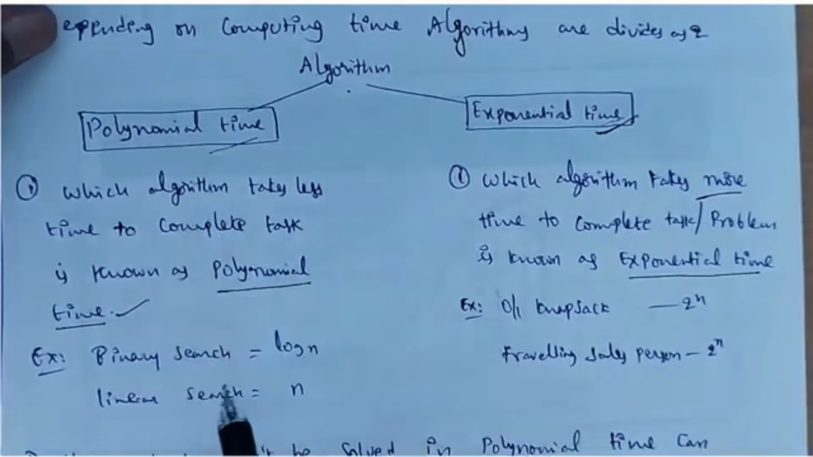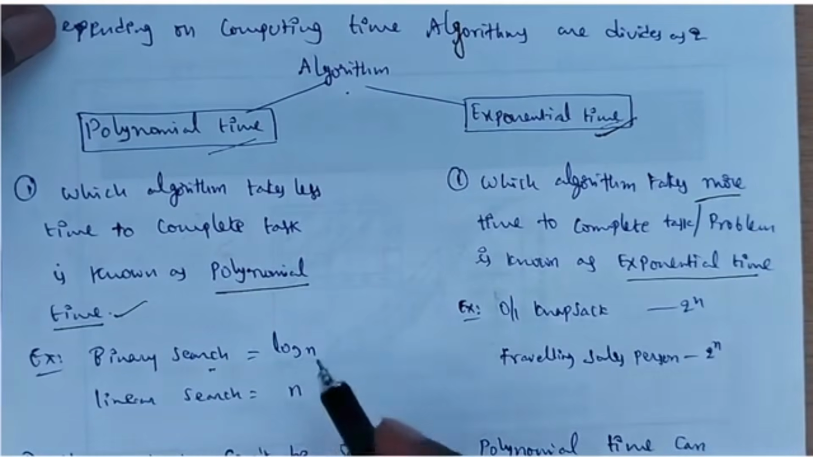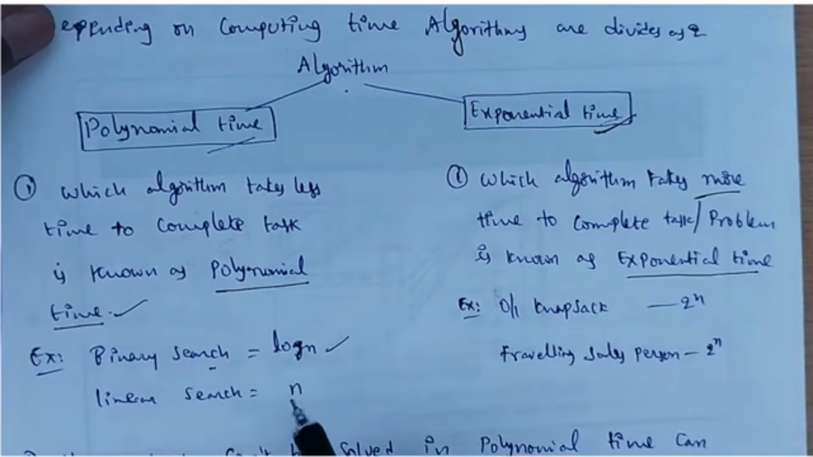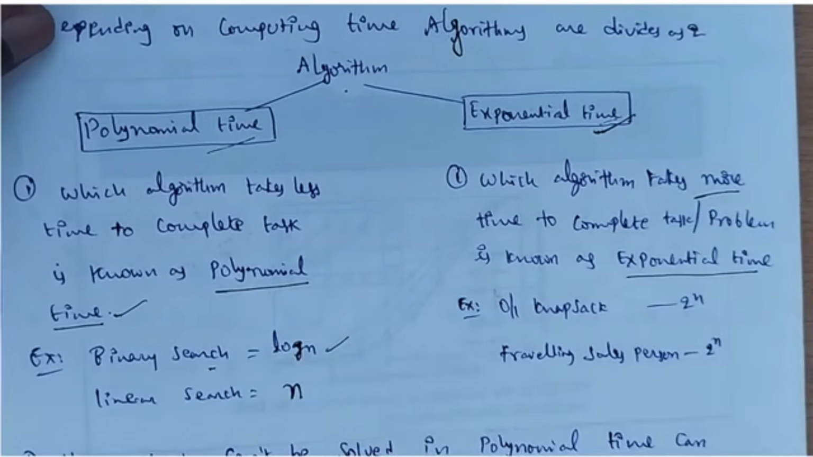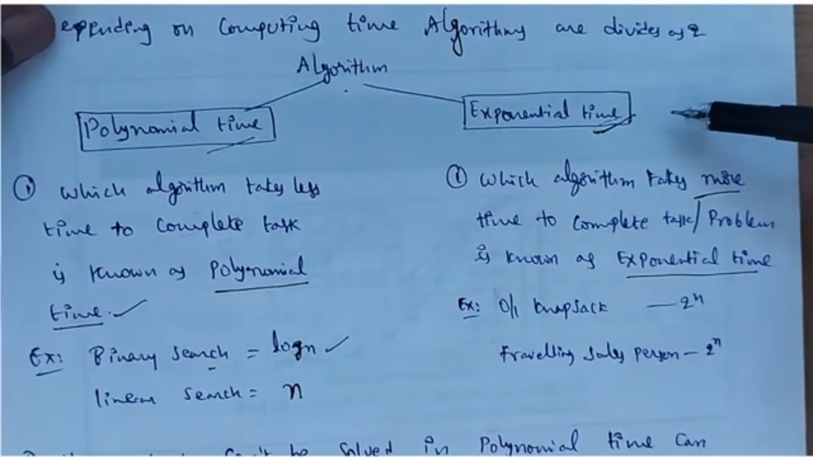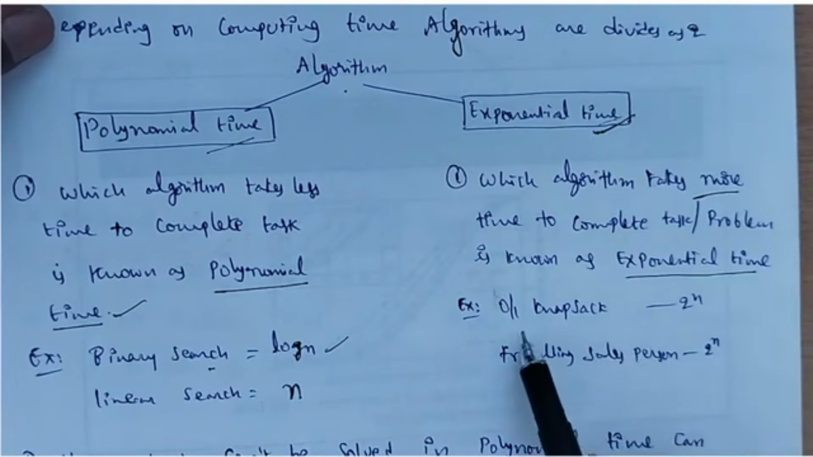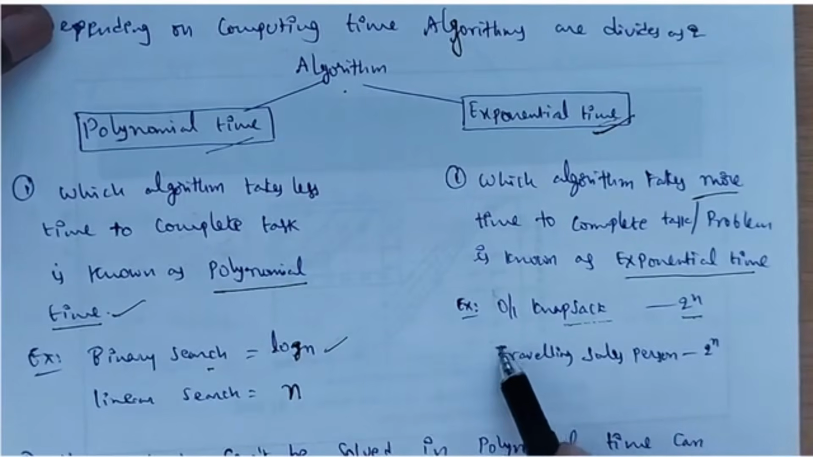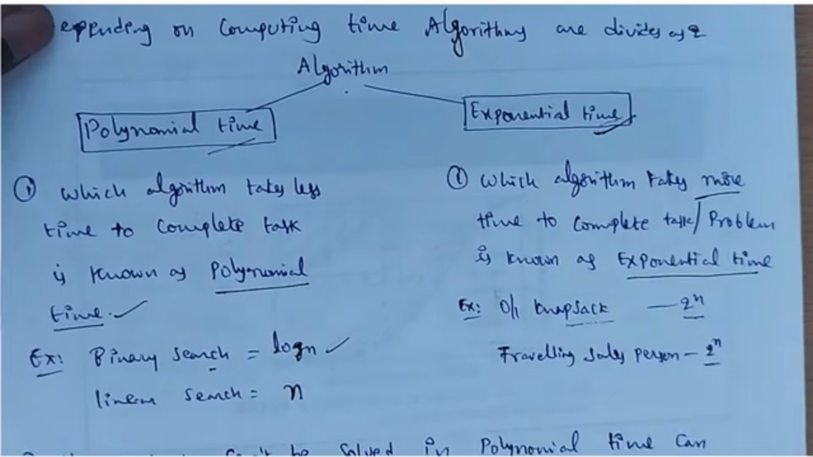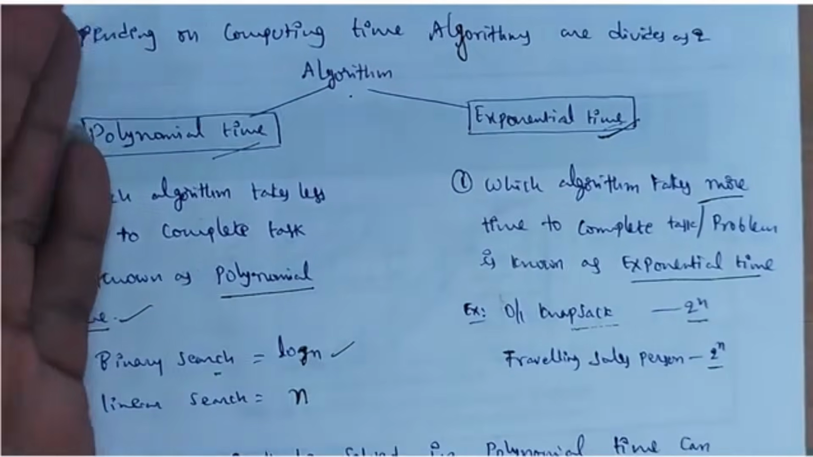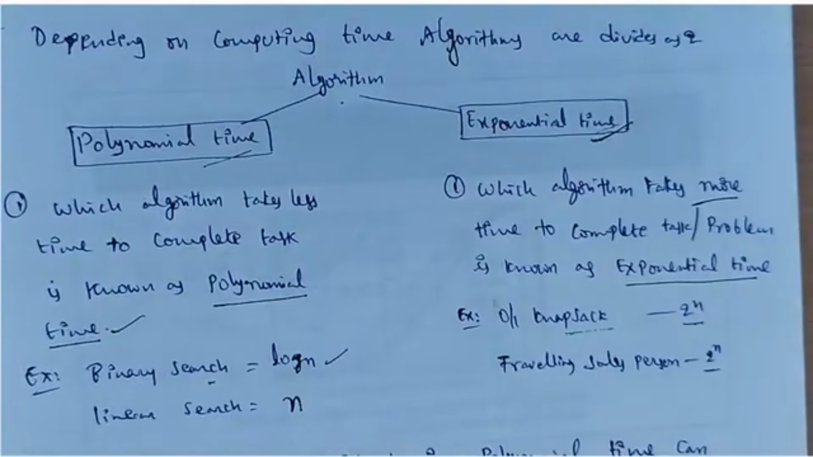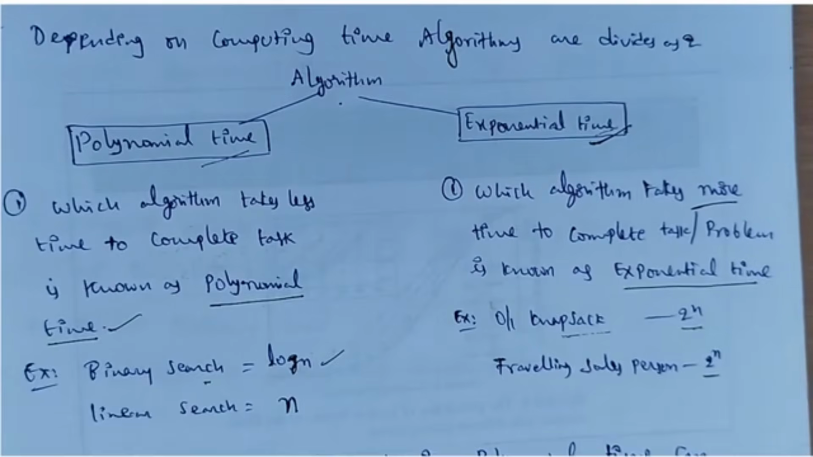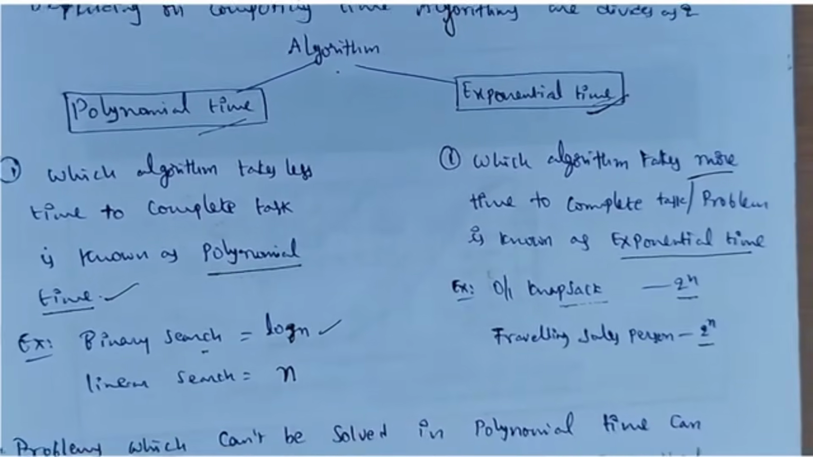For example, polynomial time algorithms include binary search. Binary search algorithm, what is the time complexity? Log n. And what about linear search? The time complexity is n. Similarly, examples of exponential time algorithms are the 0/1 knapsack problem, whose time complexity is 2 power n, and the traveling salesperson problem, whose time complexity is also 2 power n. What is the difference? If an algorithm executes in a reasonable time, it is called a polynomial time algorithm. If it takes more time, then it is called an exponential time algorithm.